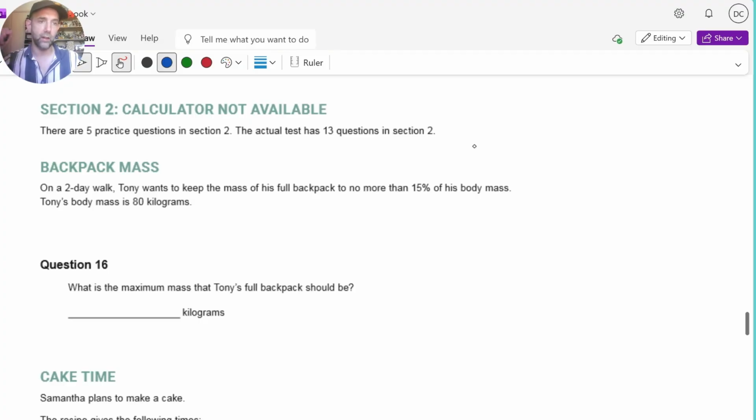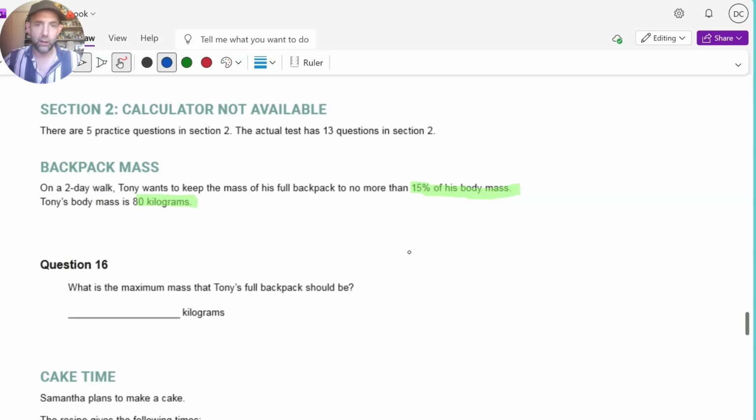So question 16. On a 2-day walk, Tony wants to keep the mass of his full backpack to be no more than 15% of his body mass. So let's just underline that, 15% of his body mass. Tony's body mass is 80 kilograms. So we need to figure out, question 16 wants to know, what is the maximum mass Tony's full backpack could be? And we want the answer in kilograms as well.